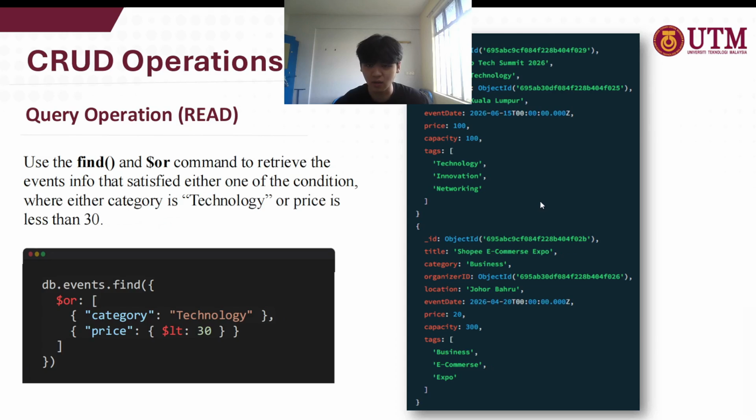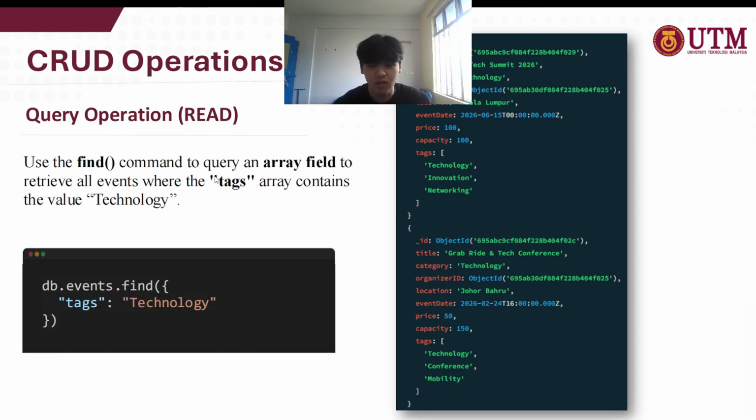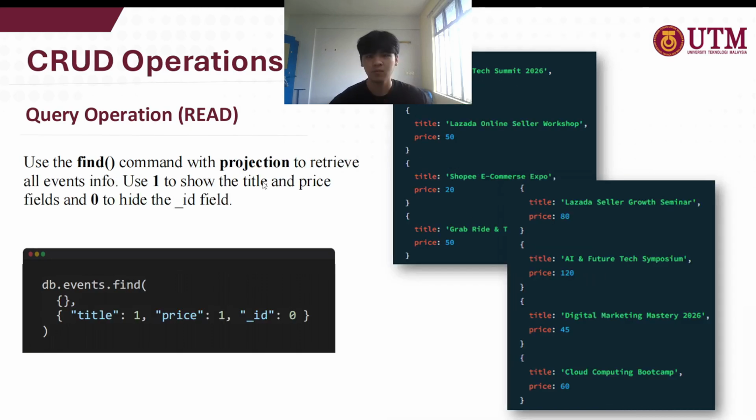I use the find and OR command to retrieve the events where the category is technology or where the price is less than 30. You can see the result shown at the right. Next, I use the find command to query the array field to retrieve all of the events where the tags array contains the technology value. You can see at the right, the tags of these two events contain technology. Next, I use the find command with projection to retrieve all event info. I use 1 to show the fields that I want to show, and I use 0 to hide the fields that I don't want to show.